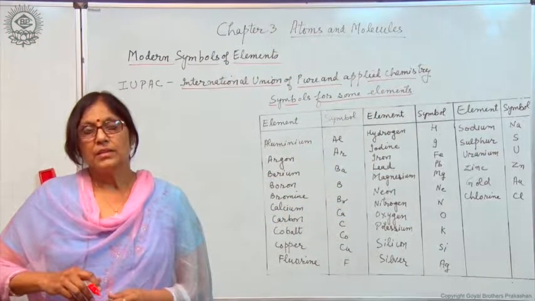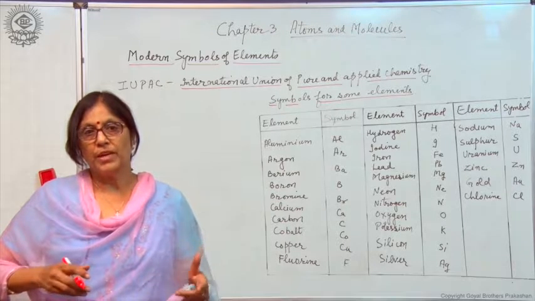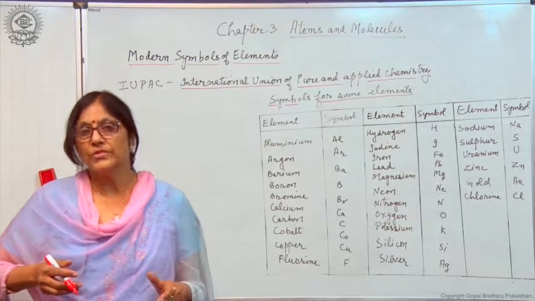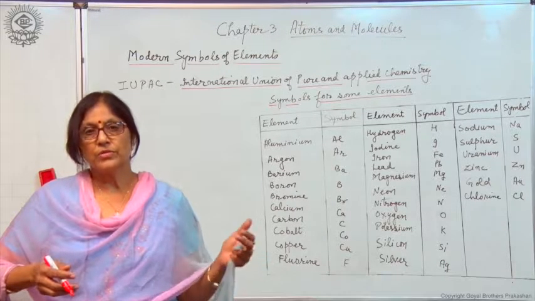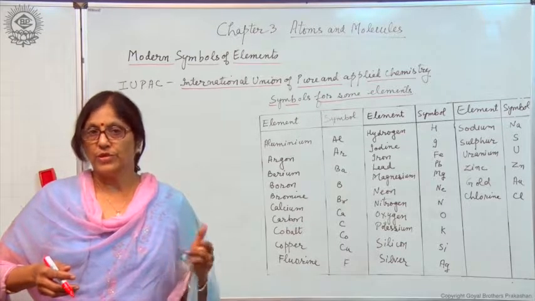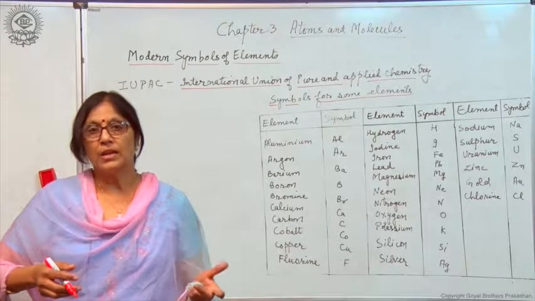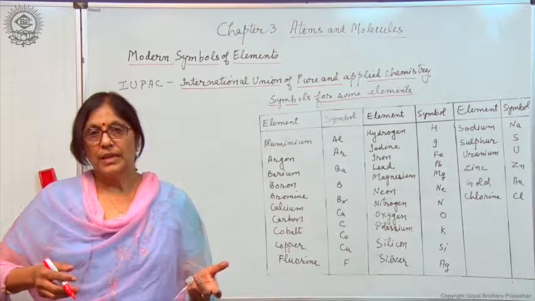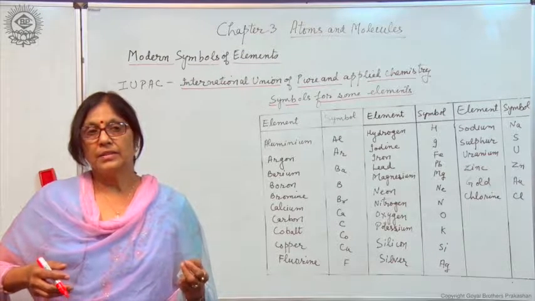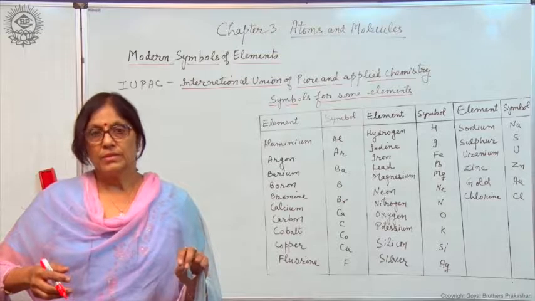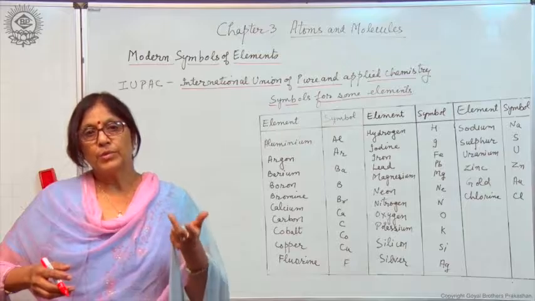In the beginning, the names of the elements were derived from the place where they were found for the first time. For example, copper was first of all found in Cyprus, so its name was derived from Cyprus, and sometimes from the colors of the elements, like gold. Gold is yellow in color, and in English gold means yellow. So the name gold was derived because of its color.